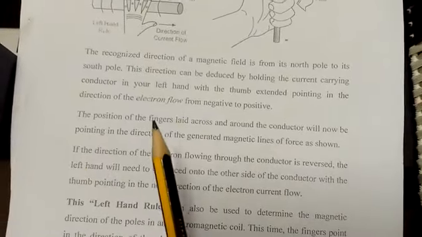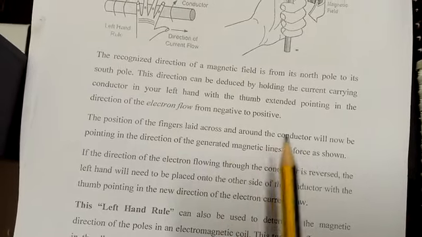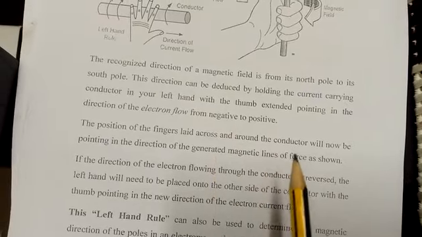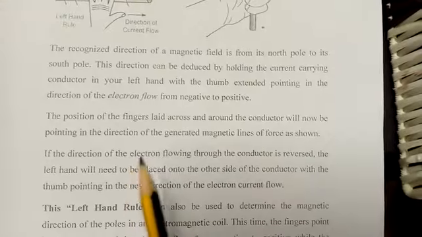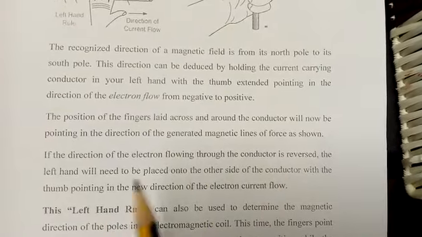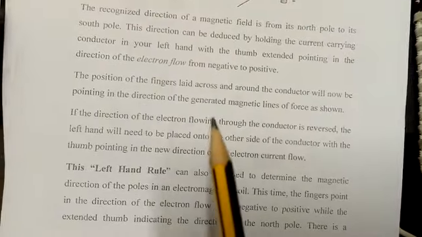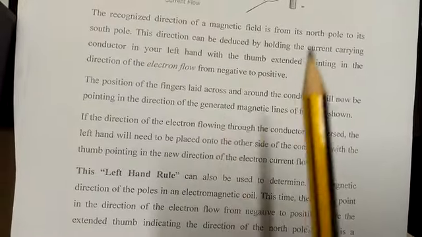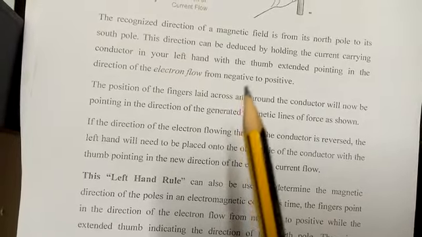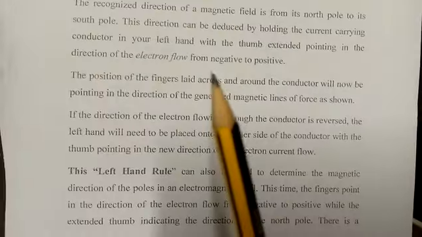The position of the fingers across and around the conductor will now point to the direction of the generated magnetic lines of force, as shown. If the direction of electron flow through the conductor is reversed, then the left hand rule will be reversed. That is why the two figures on the first page are different, one reversed relative to the other.